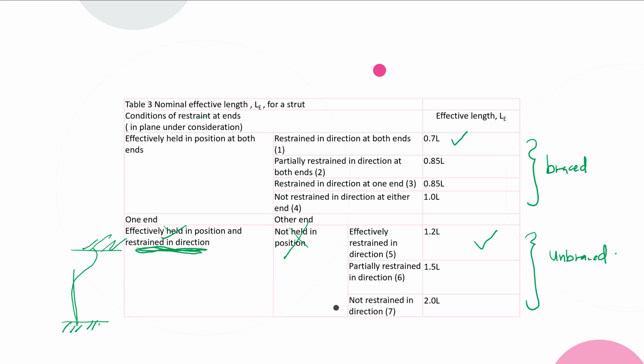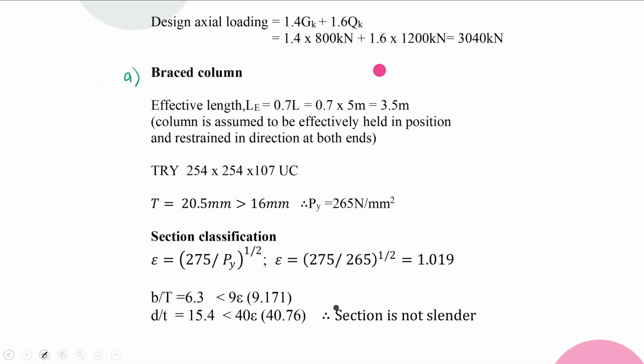So for braced is 0.7, for unbraced is 1.2, but since we're going to calculate for braced first, so we take this value 0.7L for our question here. Okay, so that's why I dapat 0.7 here. So the effective length is 3.5. Okay, so biar dulu.